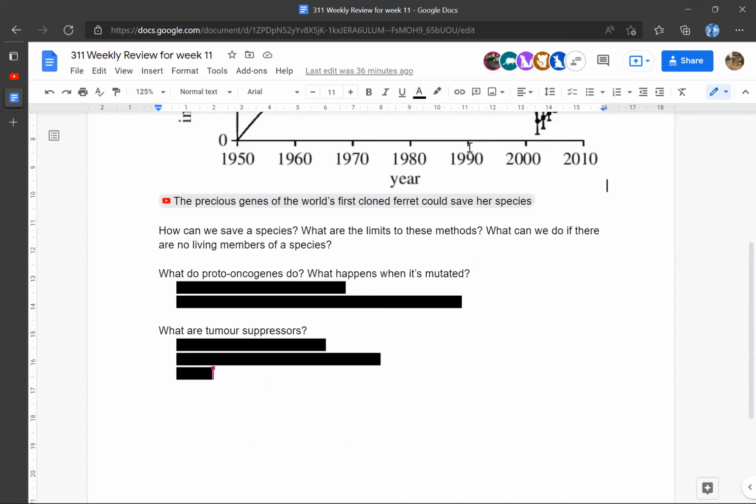So how can we save a species? And if you can think of any methods, what are the limits to them? We can do outcrossing. That is one, where we create a new species, pretty much by hybridizing our endangered species with a different species that might also be endangered, but might also be just fine. But what is the drawback to that?